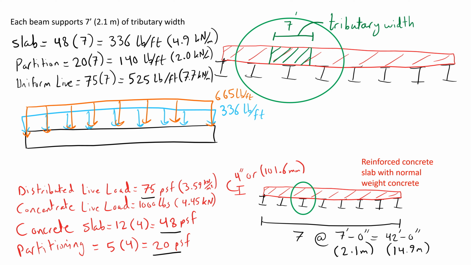Similarly, the total linear live load coming from both the partitioning and the expected uniform live load is 665 pounds per foot. The weight of the beam will be added to the dead load once the beam size has been chosen. Also, the concentrated live load location needs to be determined such that it will induce the maximum bending moment or the maximum shear in the beam.